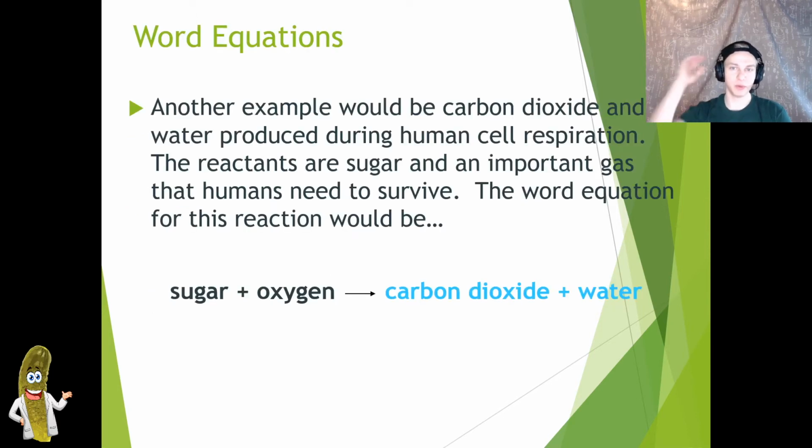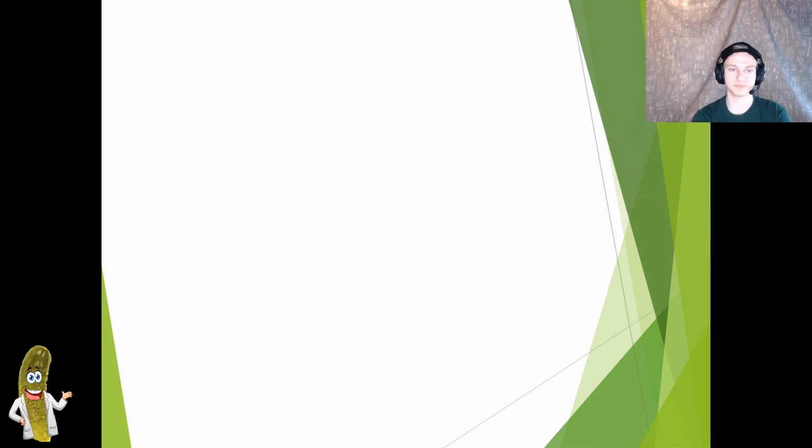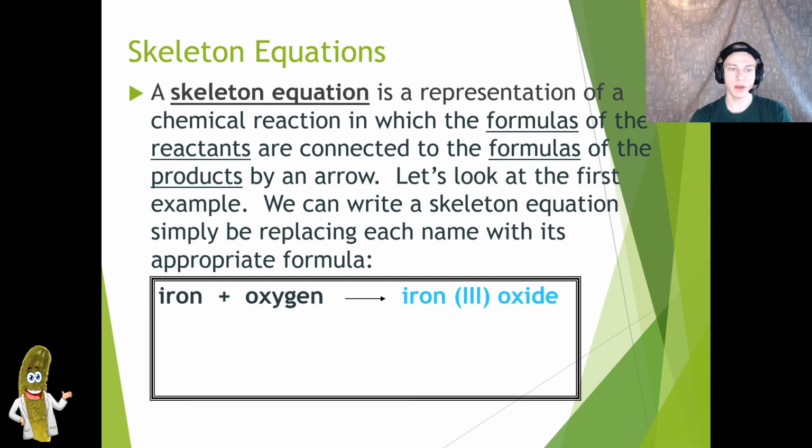Another example would be carbon dioxide and water produced during human cell respiration. The reactants are sugar and an important gas that humans need to survive, oxygen. The word equation for this reaction would be sugar and oxygen goes to form carbon dioxide and water. Right now, I wouldn't expect you to know that these are the two products. We will eventually get into types of chemical reactions, and then you'll be able to predict the products solely based on the reactants that you have. So that's word equations. They're slightly useful.